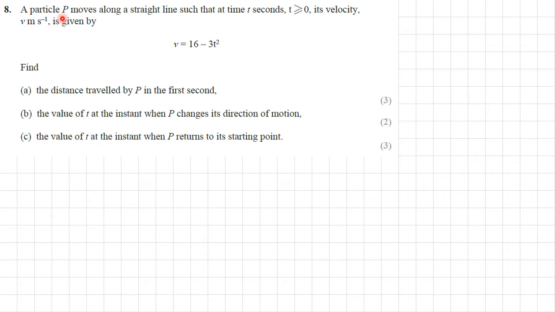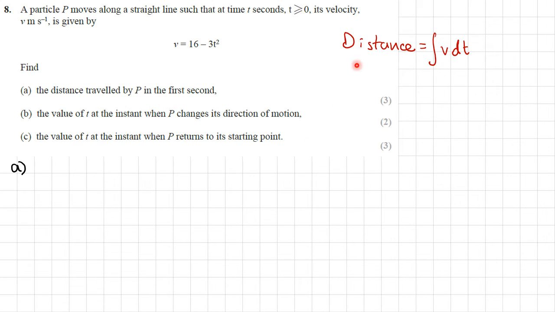Question 8. A particle P moves along a straight line such that at t seconds, where t is greater than or equal to 0, its velocity v is given by v = 16 - 3t². What we need to do in part A is find the distance travelled by P in the first second.